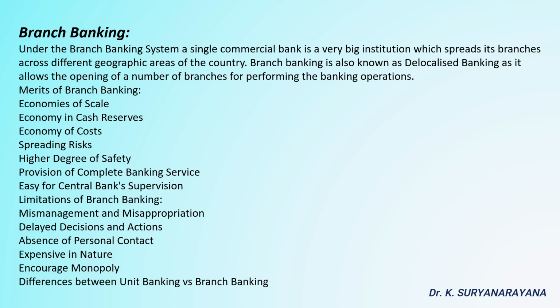Coming to the limitations of branch banking: mismanagement and misappropriation. Branch banking usually carries out its business with the help of a number of branches at various locations. This may result in mismanagement and there would be lack of supervision and control over the branches. Delayed decisions and actions. A major limitation of branch banking is delayed decision making. The branch manager may not have the complete authority to take quick business decisions. Their decisions are dependent upon the directions of the head office and therefore need their approval.